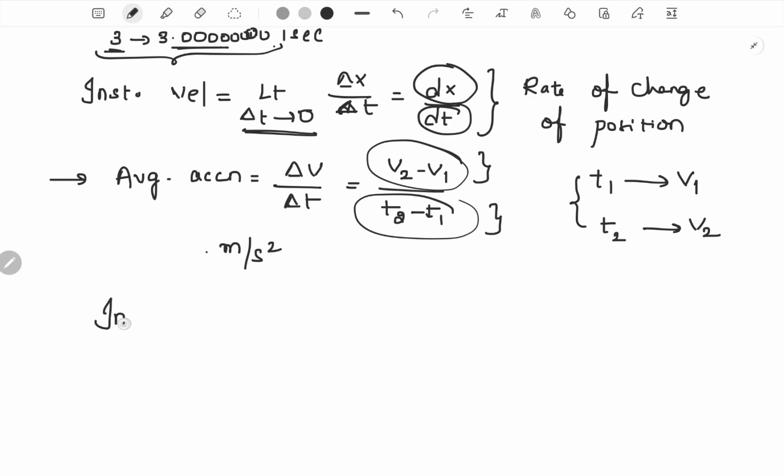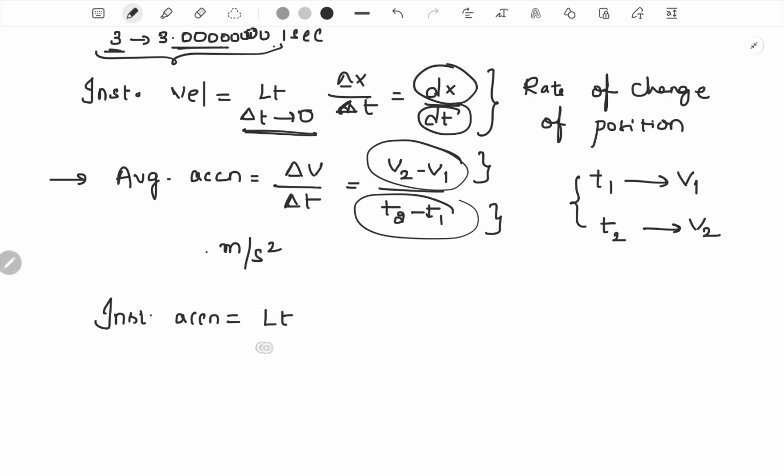Now, if we define instantaneous acceleration, the average acceleration calculated during a time interval becomes instantaneous acceleration if we assume the time interval to be very, very small. If I want to calculate instantaneous acceleration at this instant, I consider a very small interval of time during which I calculate average acceleration. It will be so close to the instantaneous acceleration.